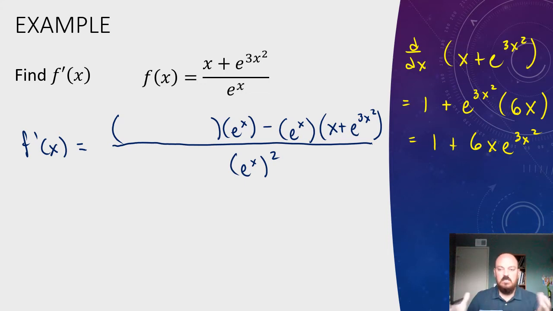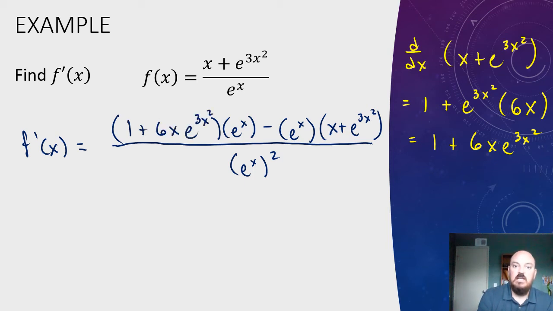So maybe you can see why I didn't want to squeeze all that work into a problem that I was already doing. I like doing that off to the side, then I can go back to my problem and just put that in: 1 plus 6x e to the 3x squared.